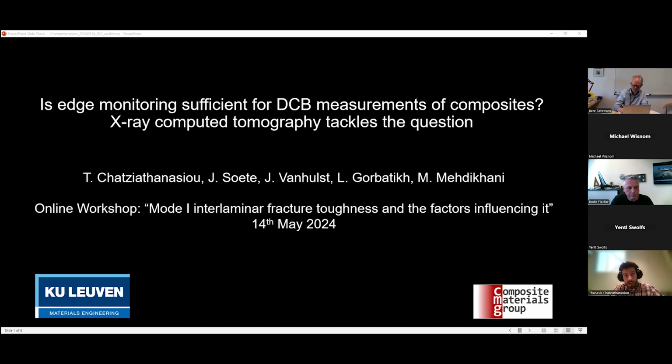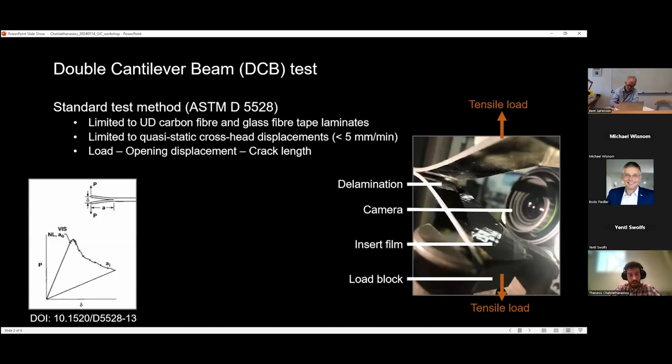Today, I will be touching upon some aspects that were already mentioned by Federico and by the previous speakers as well. Questions such as, is edge monitoring sufficient? Is the crack front straight? Those questions we are tackling in this study using X-ray computed tomography. As you can see here, the standard test method, typical DCB specimen.